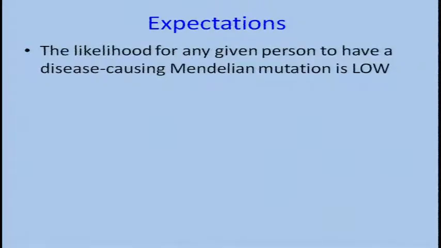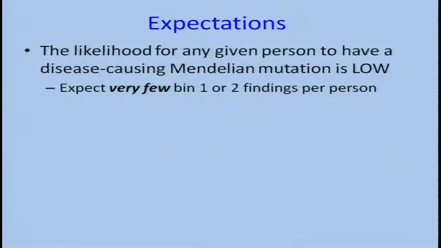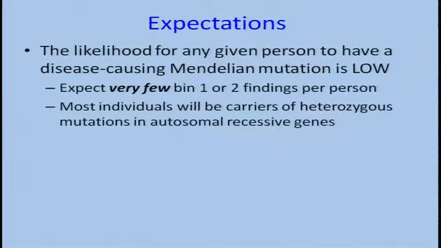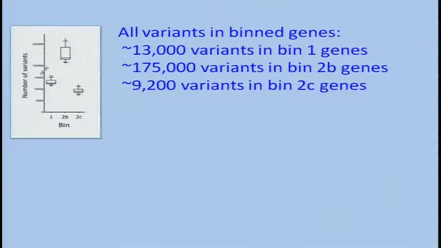Our expectation is that the likelihood of any of these people actually having a disease-causing Mendelian disorder is pretty low. So we're going to expect to find very few bin 1 or 2 findings per person. Although most people will be heterozygous carriers of some type of recessive gene, so we should find some positive findings. If you take all the variants in those bin genes, we have about 13,000 per person in bin 1, 175,000 per person in bin 2B, and 9,200 in bin 2C. And again, this is genome, not exome, so we've got a lot of intronic variants in there.